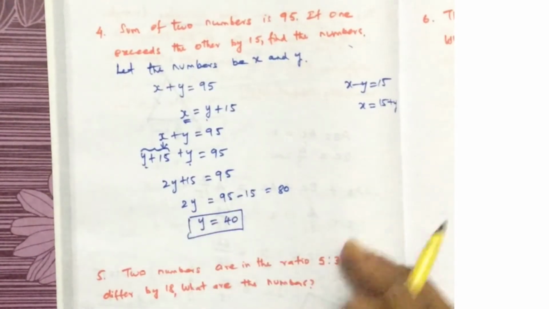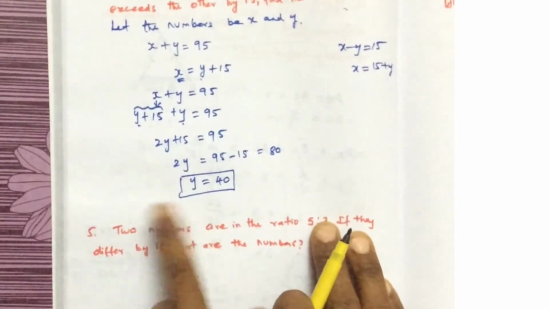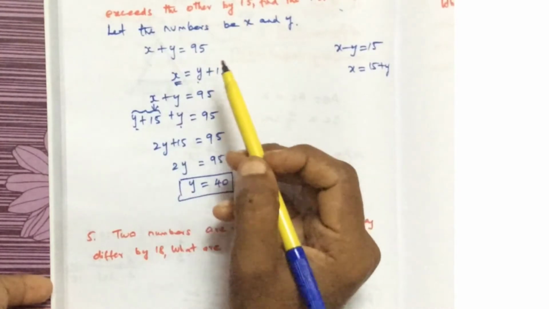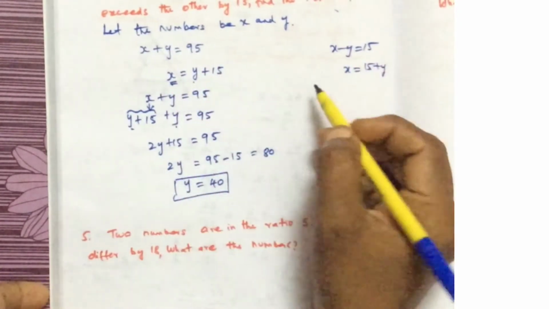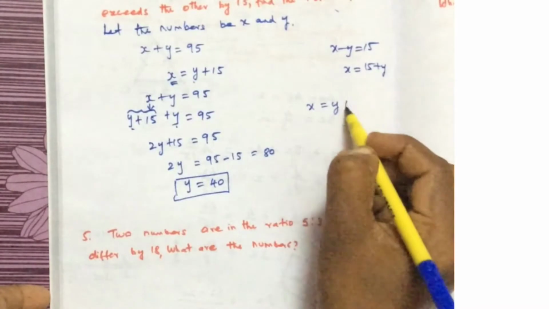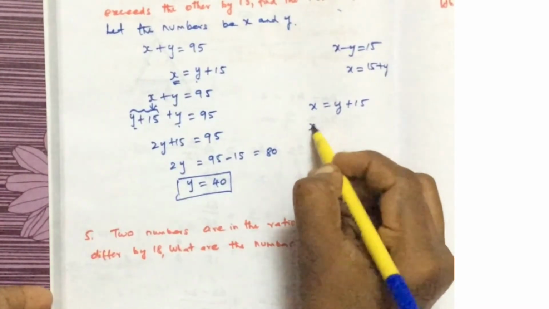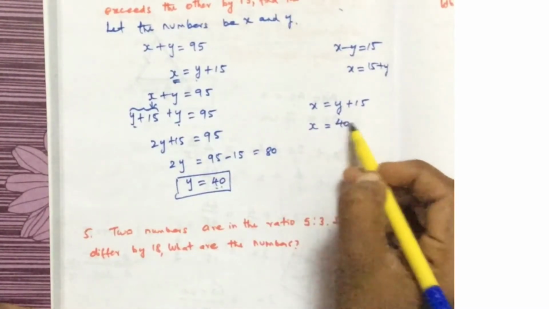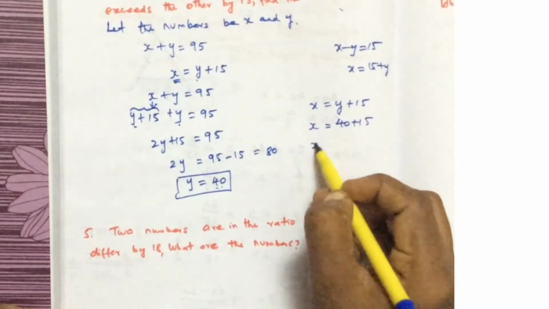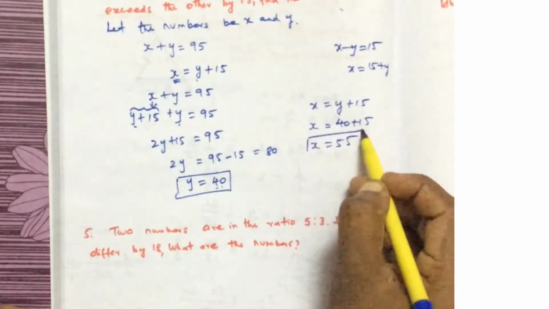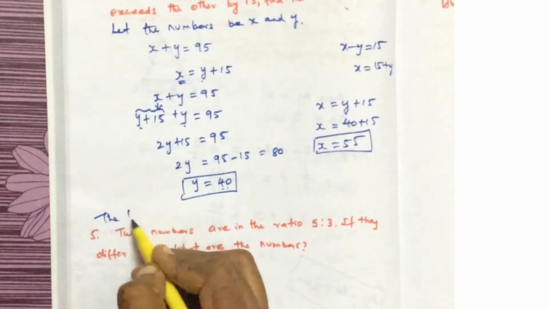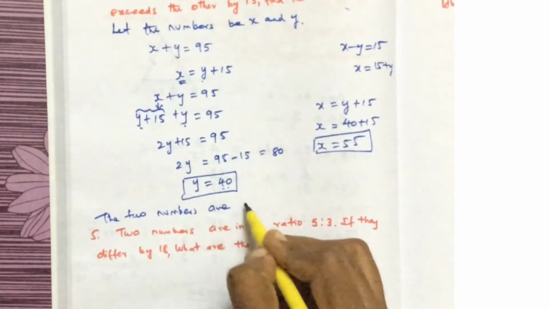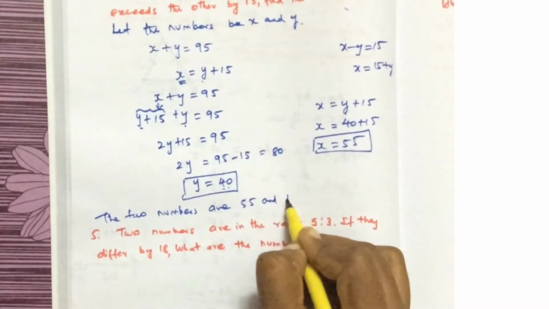So now I got one of the numbers, which is 40. Now I have to find the other number. From this equation I can take x equal to y plus 15. What is x? Instead of y, I can substitute 40 here. 40 plus 15, so x equal to 55. The two numbers are 55 and 40.